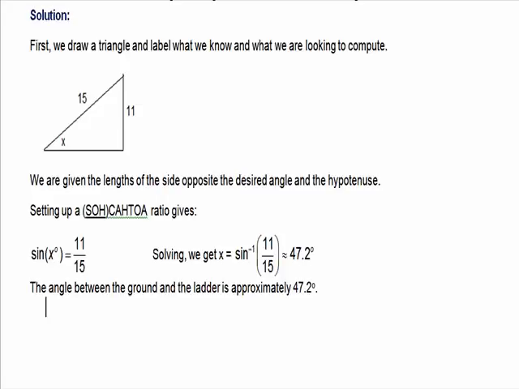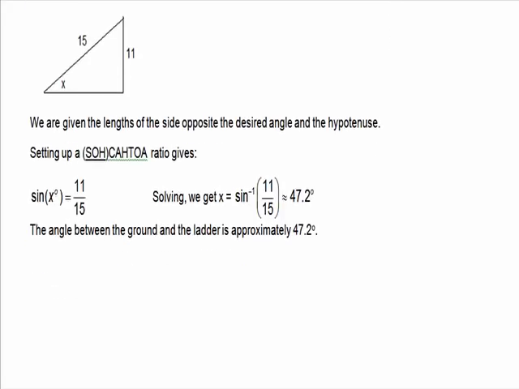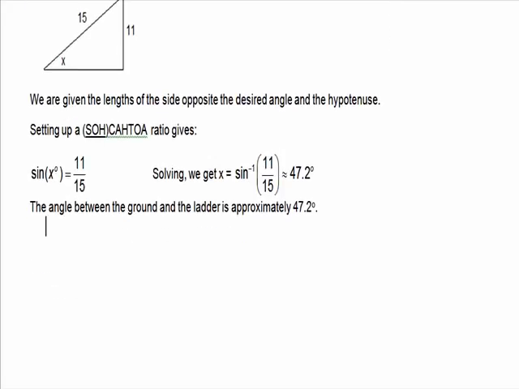Now to solve, we take the inverse sine, and we learn that x is the inverse sine of 11/15. And if I did that in my calculator, I get approximately 47.2 degrees. And so that tells me the angle between the ground and the ladder is approximately 47.2 degrees.